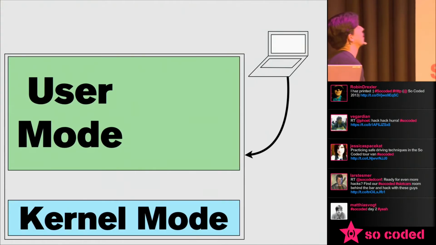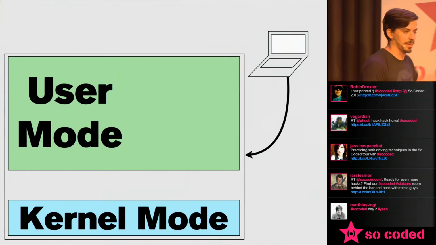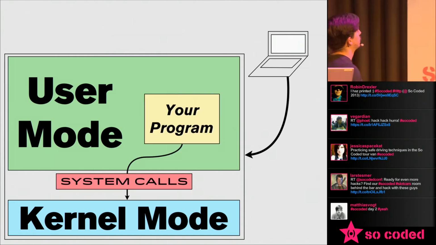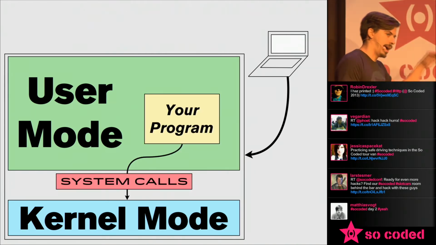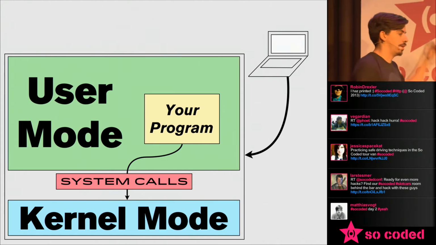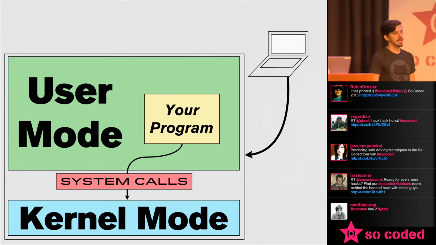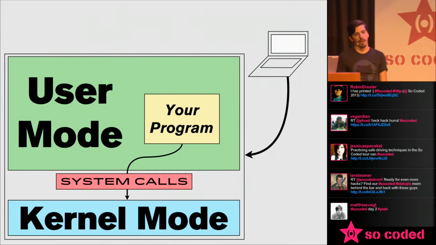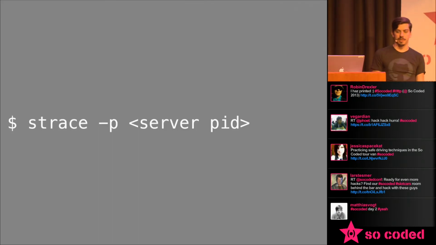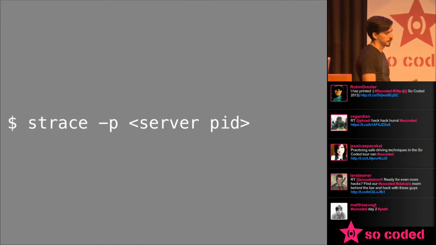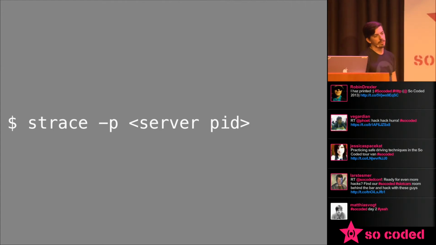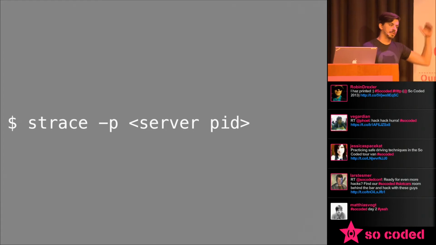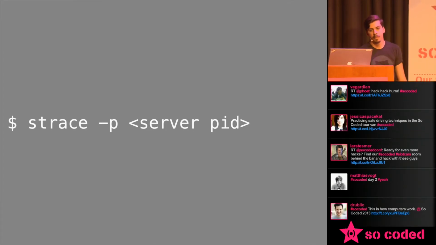Again, we have our diagram here with user mode and kernel mode. The hardware's down there at the bottom, and your program runs in user mode. Then through this interface that allows you to access into the kernel, you can make calls into the kernel. You can see what kind of system calls your program makes with this strace command. This is on Linux. There's similar ones on Mac and BSD. You give it the process ID of the process you want to inspect, and you can see every single syscall that it makes.